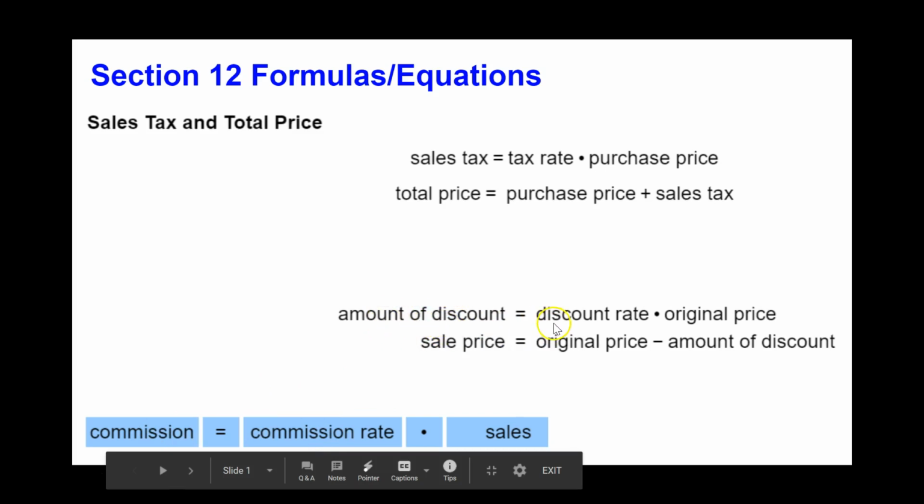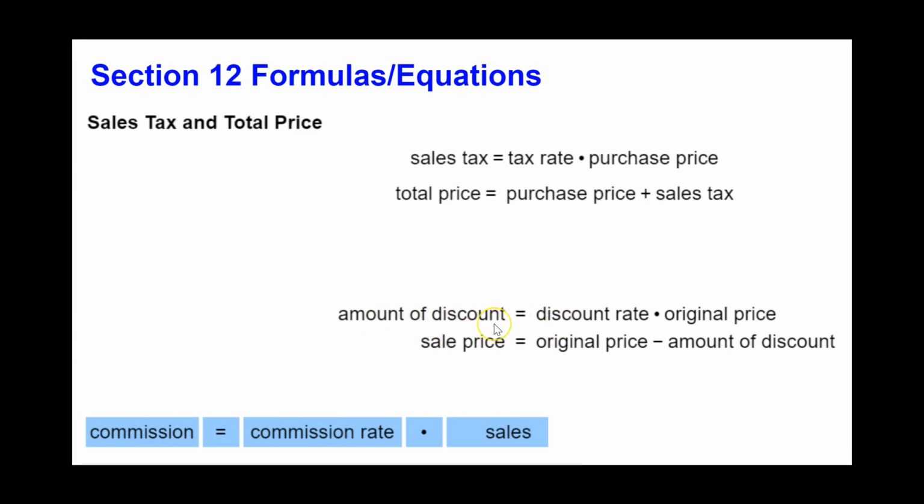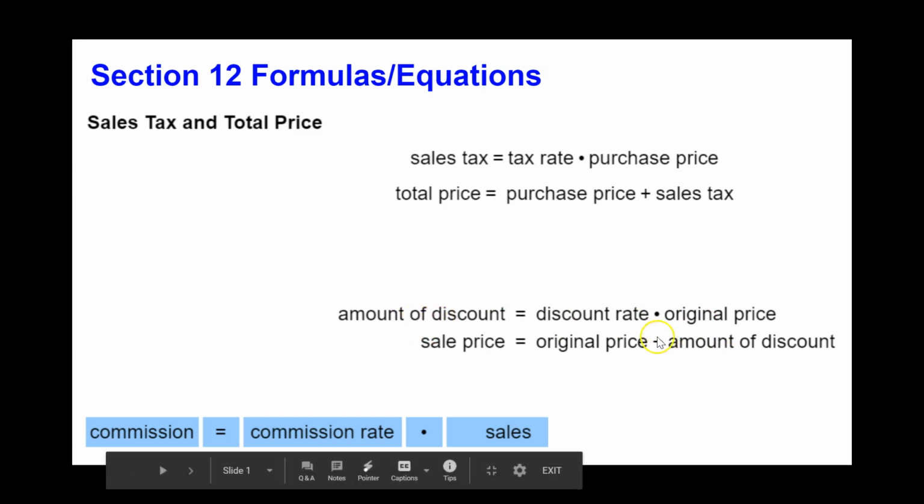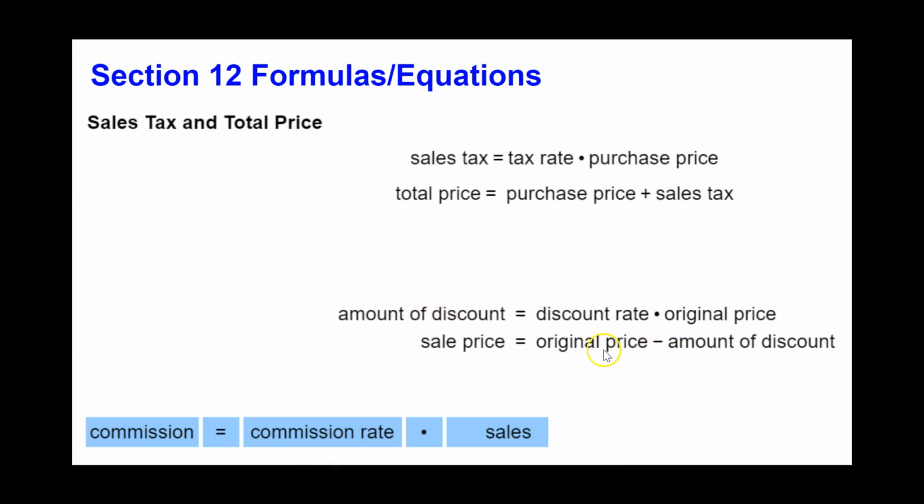Amount of discount. This is where we go to the mall or any place where they have sales. In order to figure out the discount, we take whatever the percentage is. When you see a shirt or shoes that are 40% off or 60% off, we take that and multiply it by the original price listed on the ticket tag. We multiply together, and that's the discount. Take that discount and subtract it from the original price, and that gives you the sale price, what you pay out of pocket at the cash register.